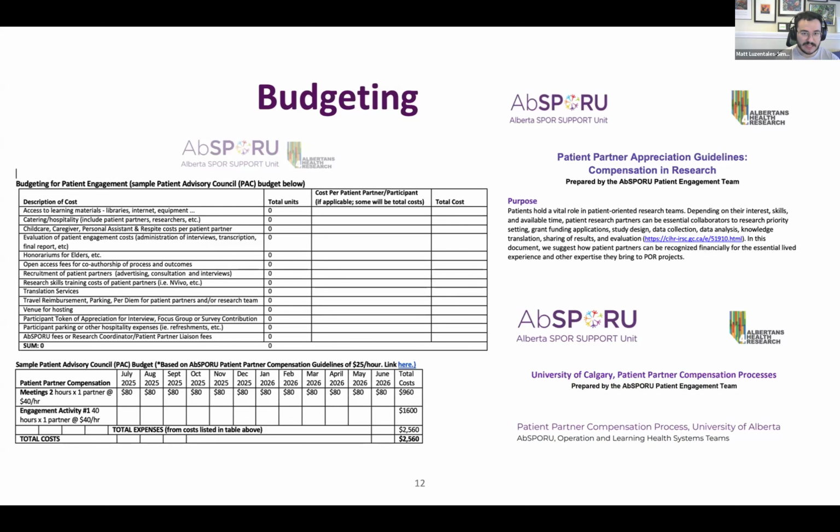Our patient engagement team does have a couple of guidelines. So one guideline for patient partner appreciation, our compensation and research, and we also have guidelines for what that looks like at both U of C and U of A, the specific processes that you can take to administer that compensation. And if you need help with budgeting for your patient-oriented research project, you can always reach out to our team in order to just discuss with us the details of your project and go over the budget lines that you might have.